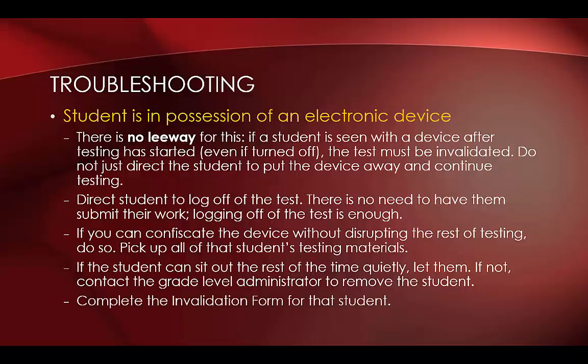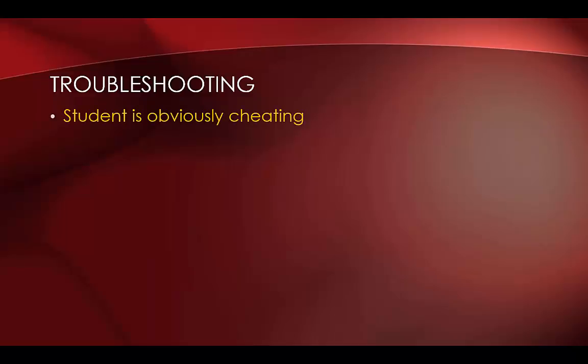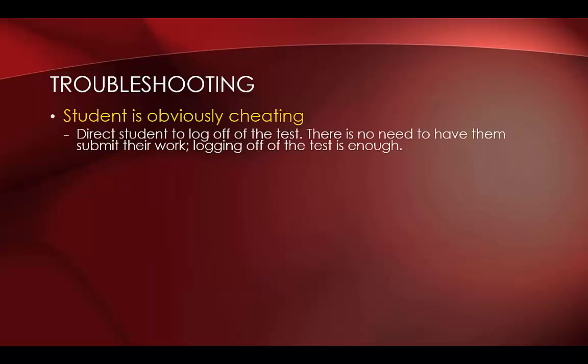Make sure that if you do have a student with an electronic device, you complete the invalidation form. If you see a student obviously cheating, looking at other students' work, copying answers, or anything like that, you want to direct the student to log off the test. Again, no need to have them submit. Logging off the test will be enough.